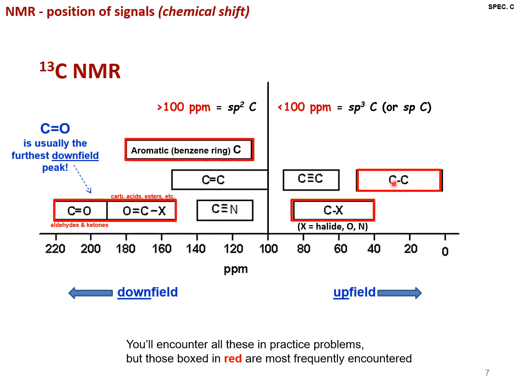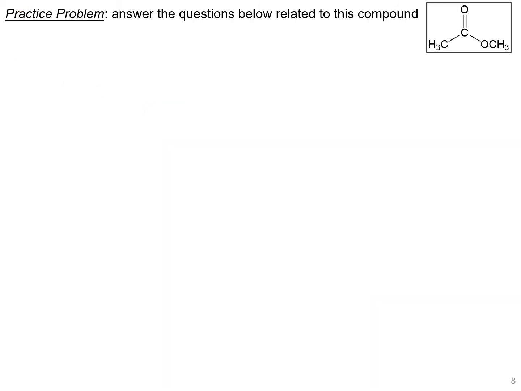Here we see carbons which are sp3 hybridized, attached to electronegative atoms, as you would expect. They're still less than 100 parts per million, but they're further downfield than those carbons which are not attached to electronegative atoms. Let's use what we know about chemical shift to solve the following problems.